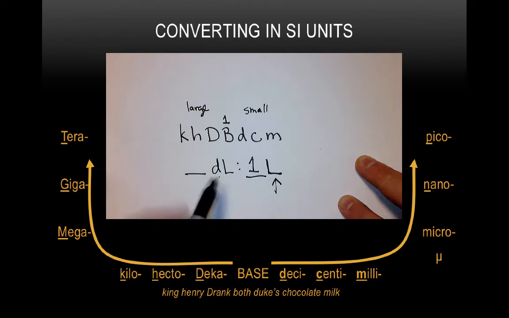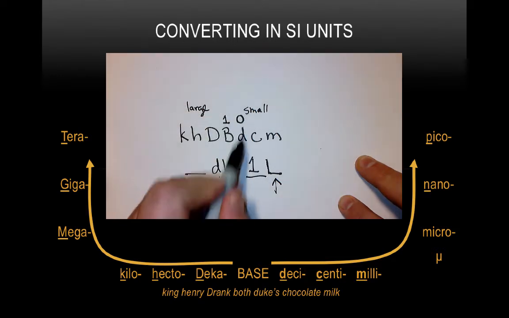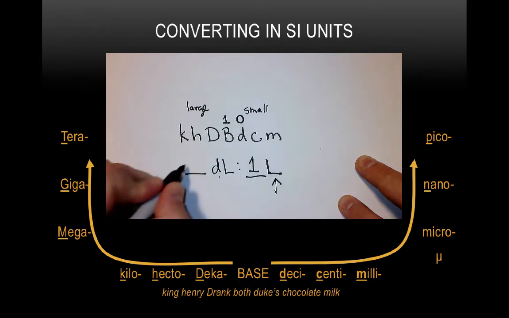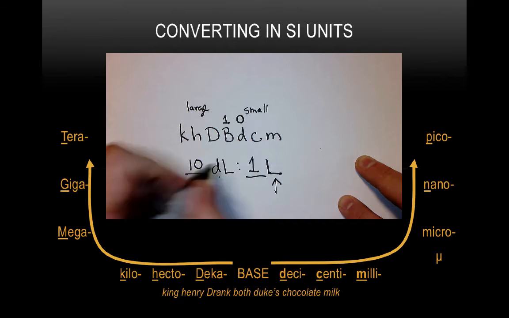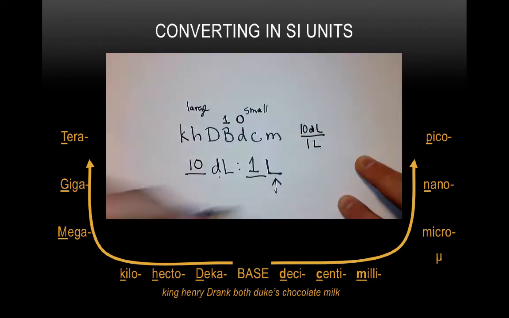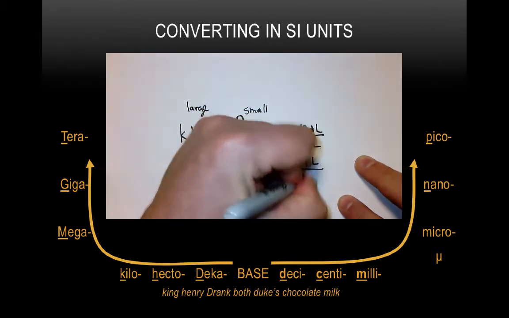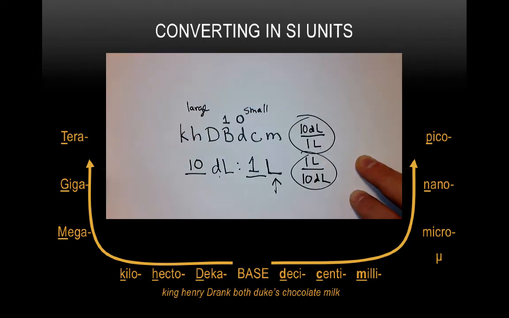Then I want to go to deciliters, so above each one I will put a 0 until I get to where I'm trying to end up. In this case, deci is the next one over. So I get 10 deciliters is 1 liter. I can put that in the form of a fractional conversion factor, 10 deciliters per 1 liter, or 1 liter per 10 deciliters, and both of these are fractional conversion factors that I can plug into a dimensional analysis. So it's pretty simple to do this.